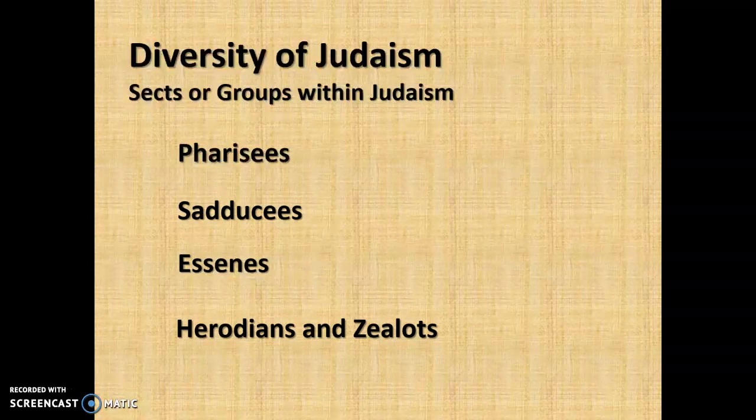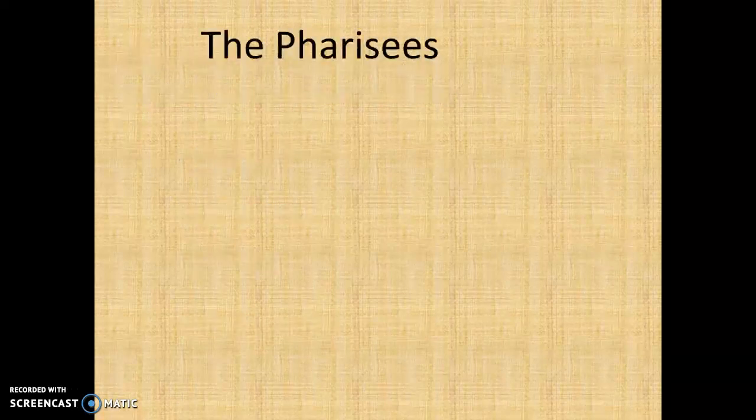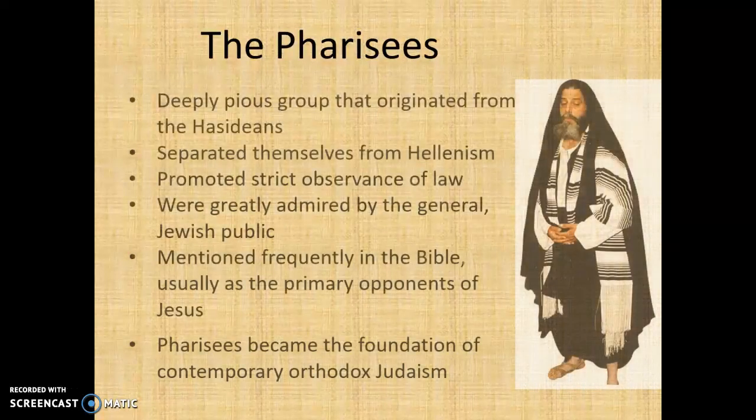Different things we want to talk about for background to the New Testament is the diversity within Judaism. We've talked about Jews and Judaism a little bit, but there were many different groups within Judaism that will show up in the New Testament and also in the background. And so we're going to look at each of those: the Pharisees, the Sadducees, the Essenes, and then the Herodians and the Zealots, starting with the Pharisees.